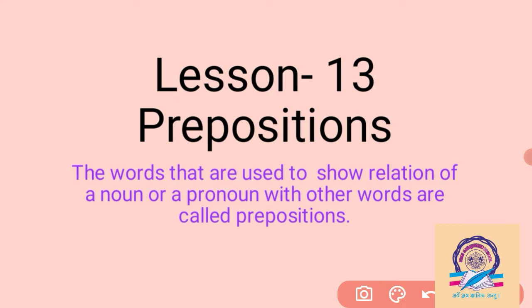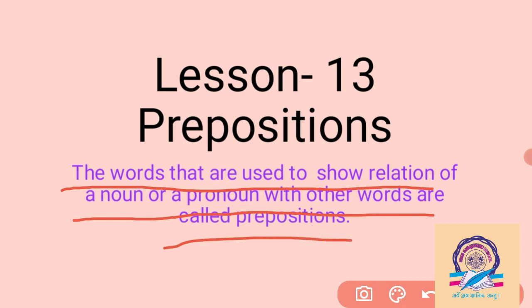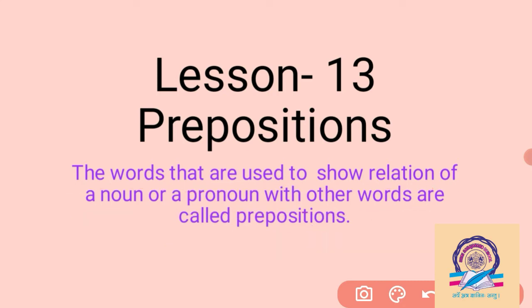So, what is a preposition? The words that are used to show the relation of a noun or a pronoun with other words are called prepositions. So we can say that the words that are used to show the relation of a noun or pronoun with other words are called prepositions. Here the position is given.